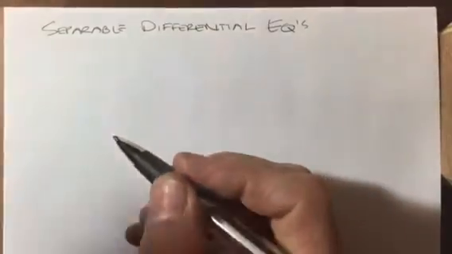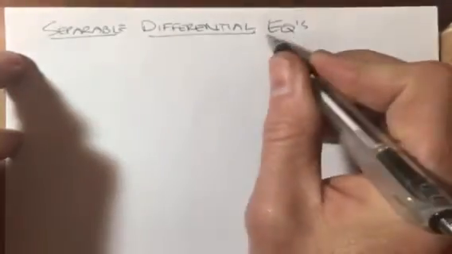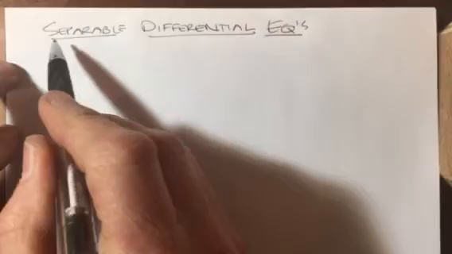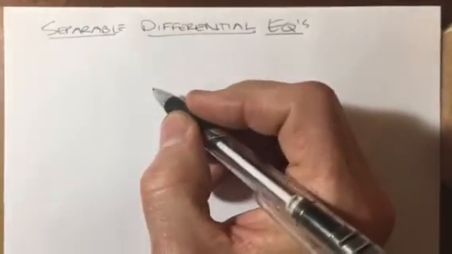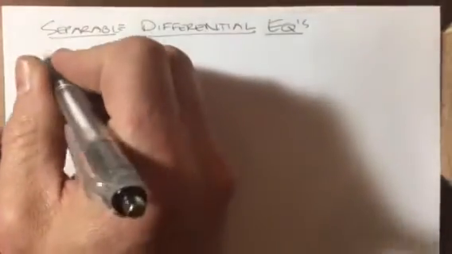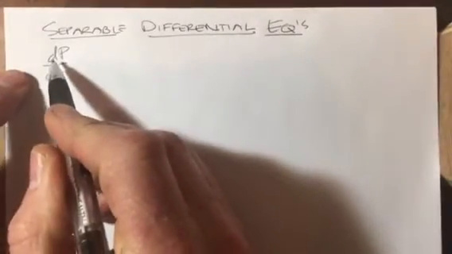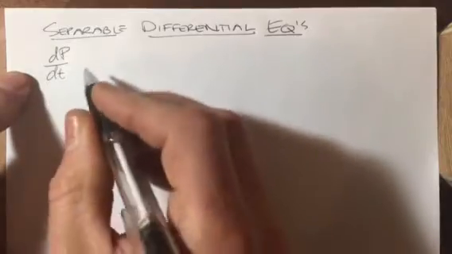Okay, here we have a quick introduction to what are called separable differential equations. Not all differential equations are separable, but when you have one that is, it can work out rather nicely. Let's start with a really simple concept, and that is that we're looking at the rate of change of a population. What is a population growing over time? So that's the dp over dt, the rate of change of a population over time.